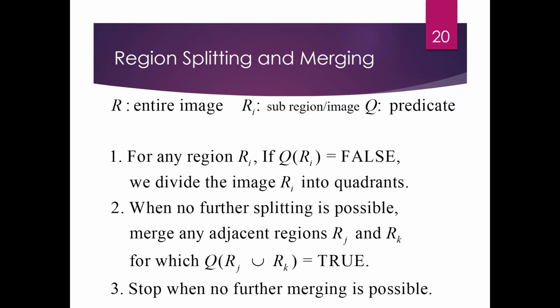Now these are some basic conditions that apply to region splitting and merging. Capital R is the entire image, Ri is the sub image, and Q is a predicate. For any region Ri, if predicate of Ri is equal to false, we divide the image Ri into quadrants. When no further splitting is possible, merge any adjacent regions Rj and Rk for which predicate of Rj union Rk is true. Stop when no further merging is possible.